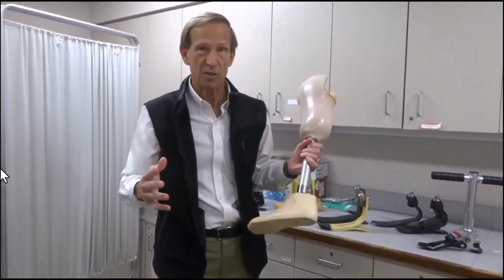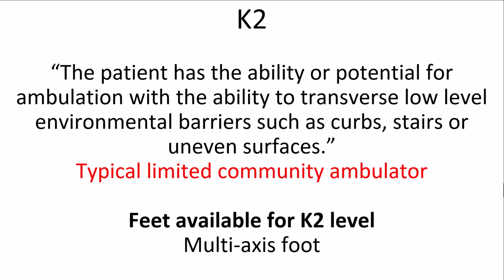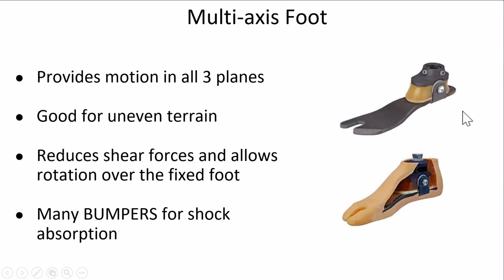Now moving on to K2 ambulation level. If you remember, the patient has the ability to be a limited community ambulator. Okay, they still have a fixed cadence, but they're a little bit higher level than a person who's K1. And the feet available for K2 level, an example of this foot is a multi-axis foot. Multi-axis foot is shown here on the right-hand side of the slide, and this type of foot provides motion in all 3 planes, so that you get that normal triplanar motion of walking.